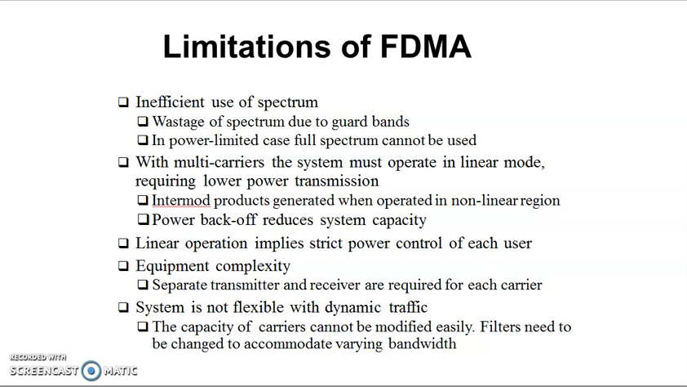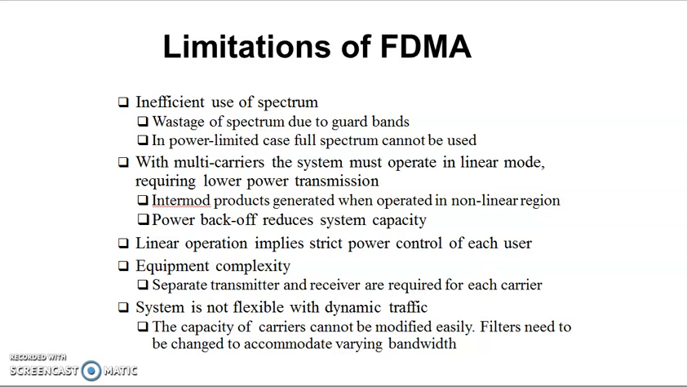Linear operation amplifies strict power control of each user. Then if we go for the output, your system will be complex, because a separate transmitter and receiver are required for each carrier. So your system becomes complex there.